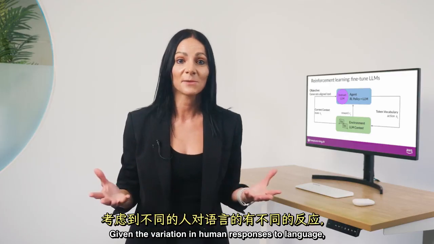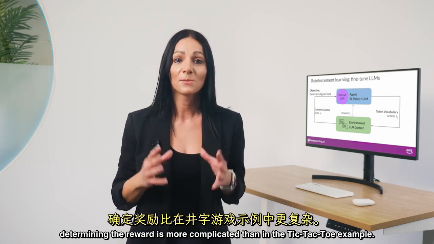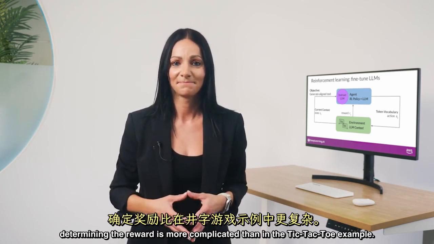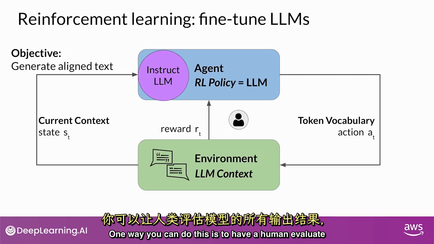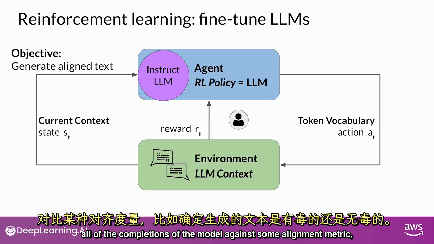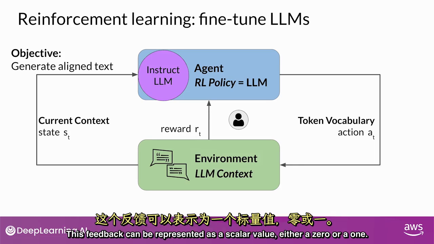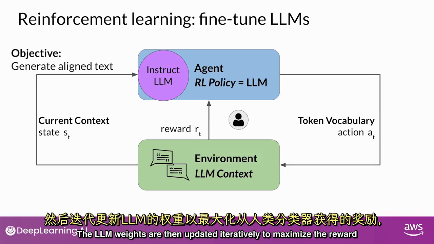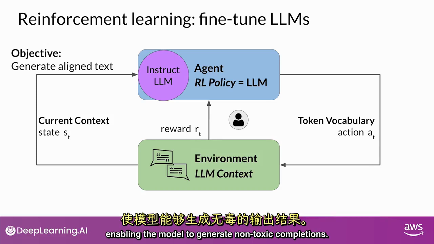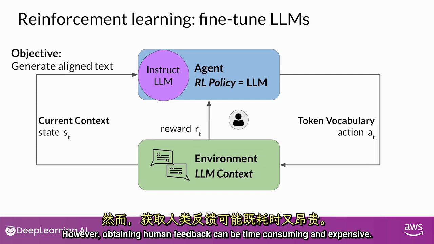Given the variation in human responses to language, determining the reward is more complicated than in the tic-tac-toe example. One way you can do this is to have a human evaluate all of the completions of the model against some alignment metric, such as determining whether the generated text is toxic or non-toxic. This feedback can be represented as a scalar value, either a 0 or a 1. The LLM weights are then updated iteratively to maximize the reward obtained from the human classifier, enabling the model to generate non-toxic completions. However, obtaining human feedback can be time-consuming and expensive.